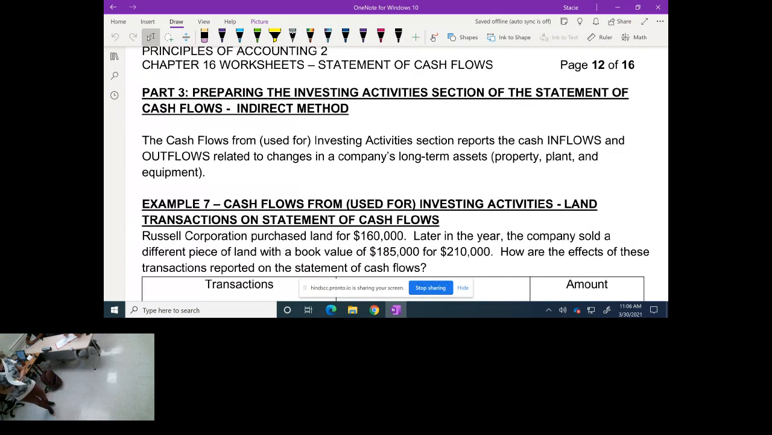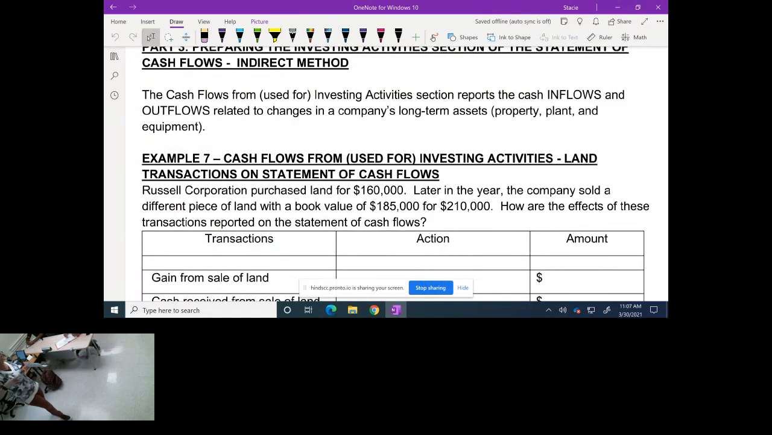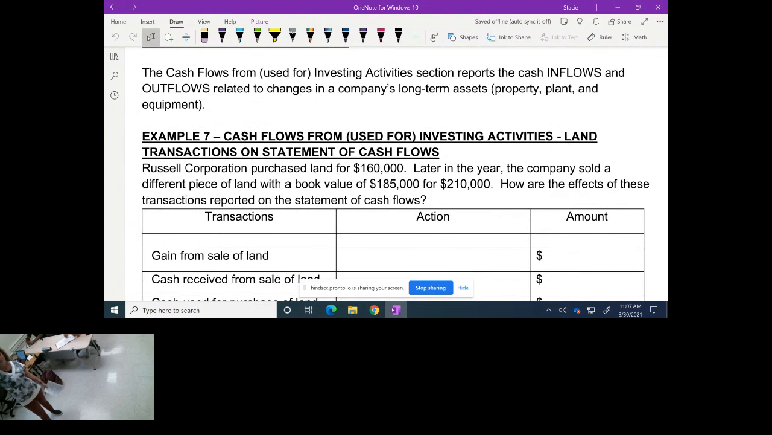The cash flows from or used for investing activities section reports cash inflows and outflows related to a company's long-term assets, which is property, plant, and equipment. It's your buildings, your land, your machinery and equipment, your vehicles, anything that's an asset that's going to be useful for a long time. Things that we depreciate except for land. Those are your long-term assets. Any transaction, cash in or cash out, from those types of transactions, buying, selling, is going to go in the investing activity section.